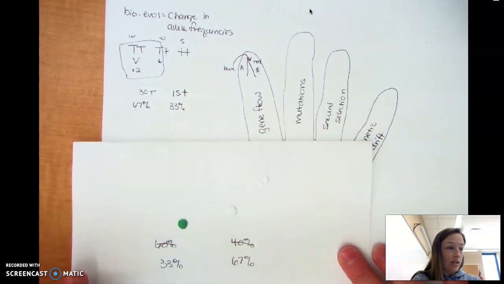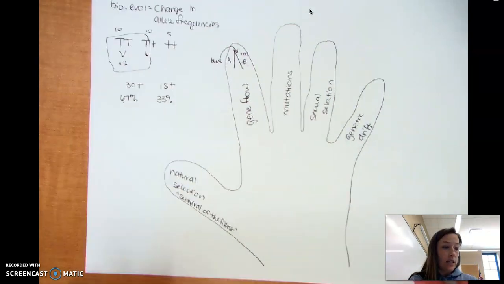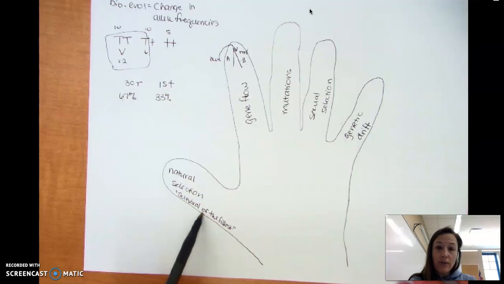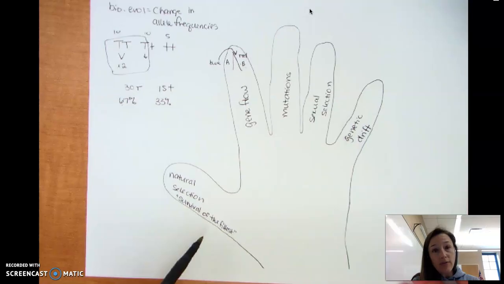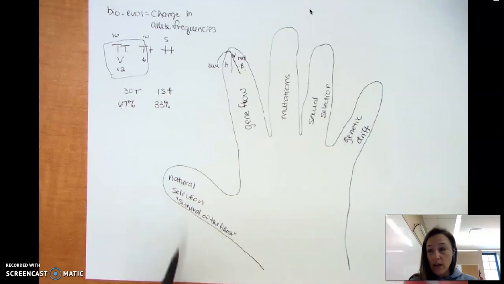That is evolution. And so that's how natural selection can change that, because the ones that survive are the genes you're going to see become more common, and the ones that don't survive, those are the genes and traits you're going to see become less common.